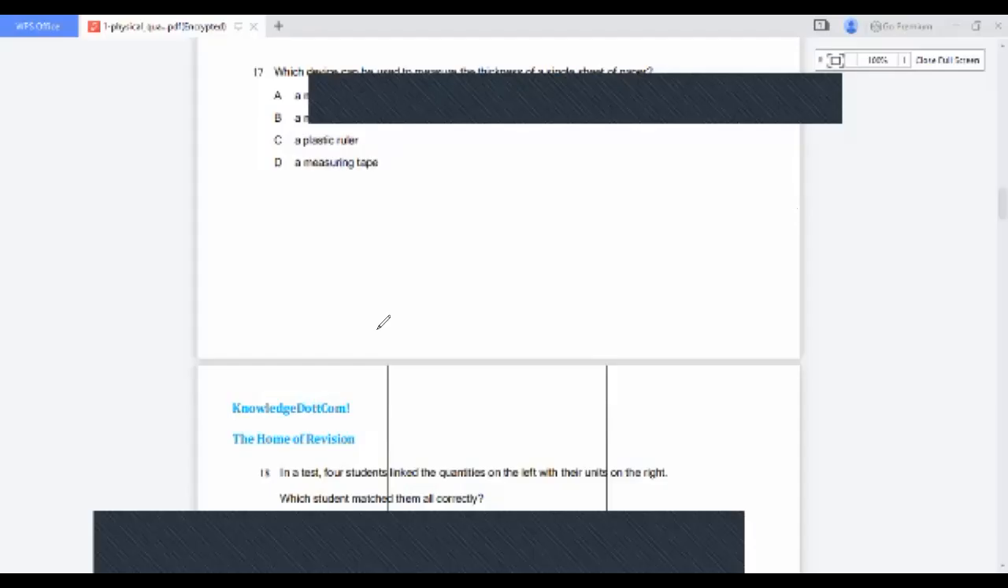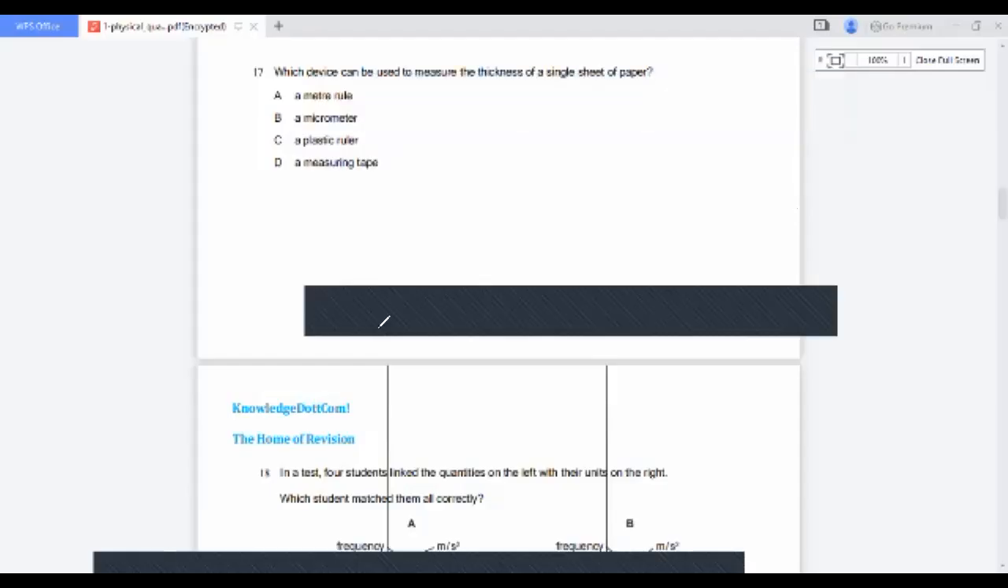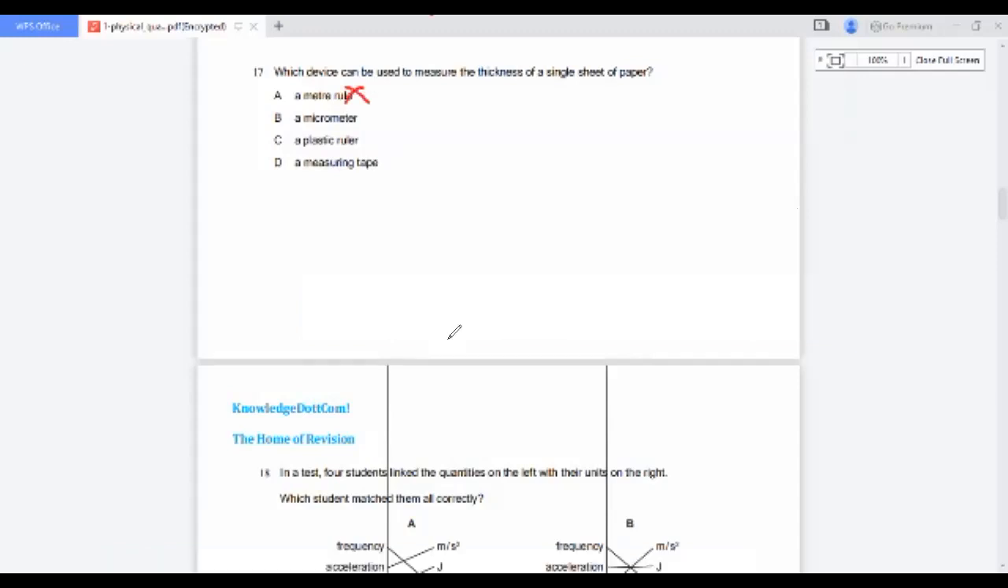So number 17, which device can be used to measure the thickness of a single sheet of paper? So a meter rule cannot measure the thickness of a single page. A measuring tape is also unable to do this. A plastic ruler is also unable to do this. So we are left with only the micrometer, and the micrometer can do this work for us.